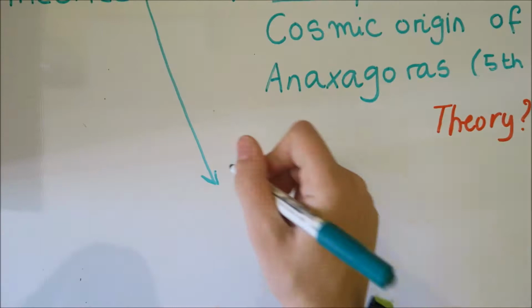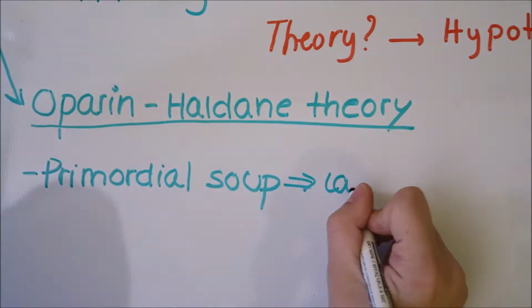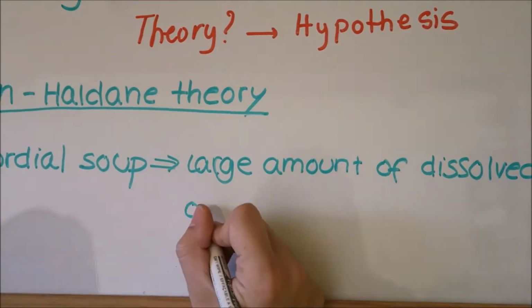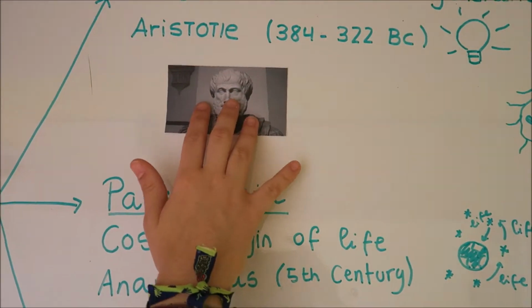The third theory is the Oparin-Haldane theory. This theory says that we come from a primordial soup that is a large amount of dissolved organic compounds. Here you have a picture of all four scientists.